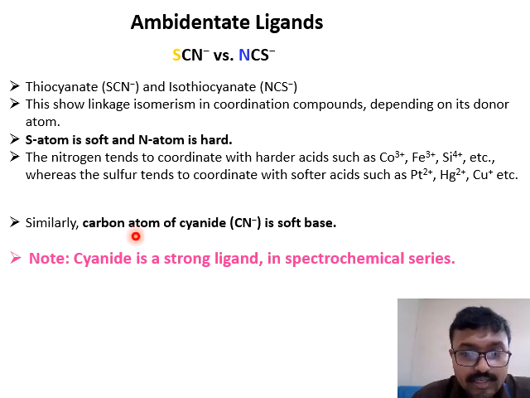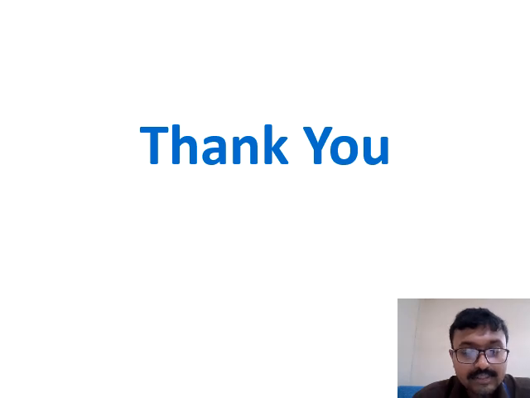Similarly, in cyanide, the carbon atom is a soft base. Carbon will be soft, N will be hard. Cyanide is a strong ligand in the spectrochemical series. Okay, so this is all about the hard soft acid base principle.